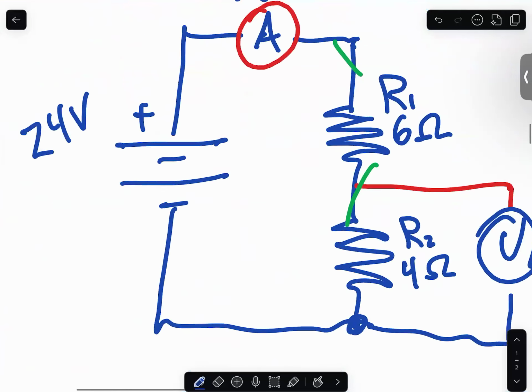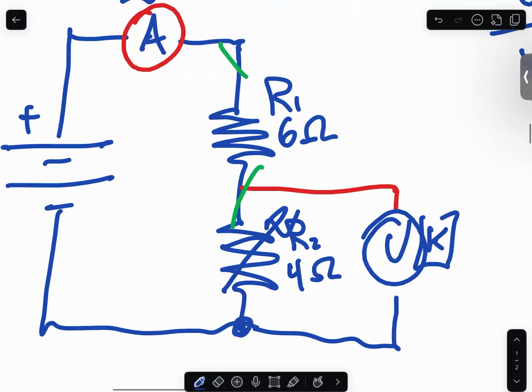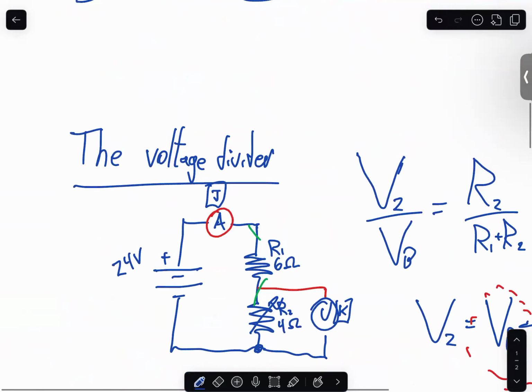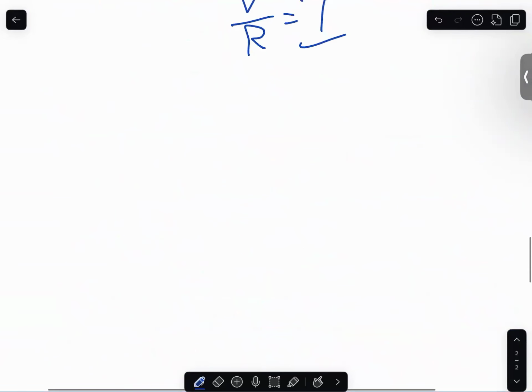If I make R2 variable and make it a billion ohms, does current change? Yes, absolutely. Current is changing. Does it get bigger or smaller? Smaller, just like before. If you increase series resistance in a compound circuit, voltage and current both change.